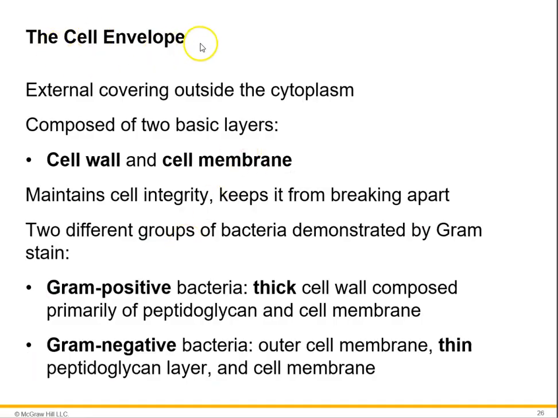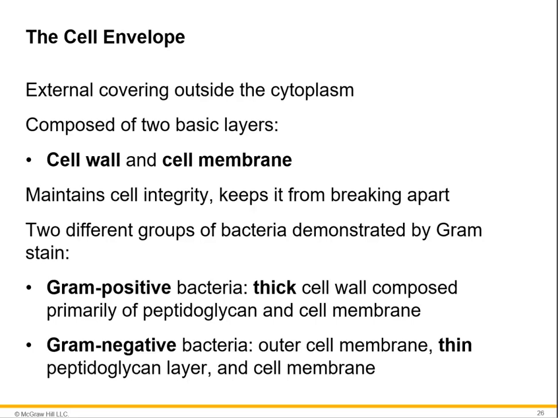The cell envelope is the covering outside of the cytoplasm. Remember, the cytoplasm is that liquid substance inside of the cell. The cell envelope is basically composed of two layers, okay? The cell wall, which is outside, and the cell membrane, which is more internal to the cell wall. What the cell envelope does is it maintains cell integrity. Basically, it keeps it from breaking apart.